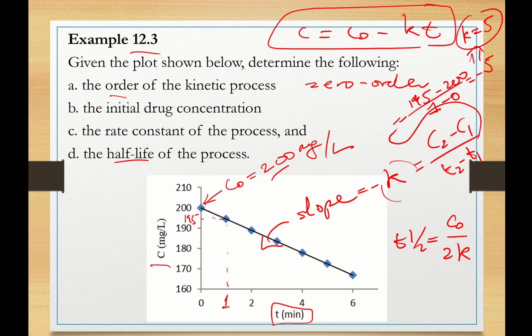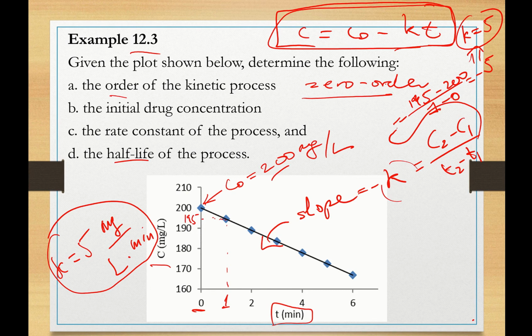Okay? The unit is going to be milligrams per liter per hour. So I'm just going to write it here. K is equal to 5 milligrams per liter, because that's what I have, concentration, per minute. Sorry, I said per hour before. Correct it, per minute, okay?